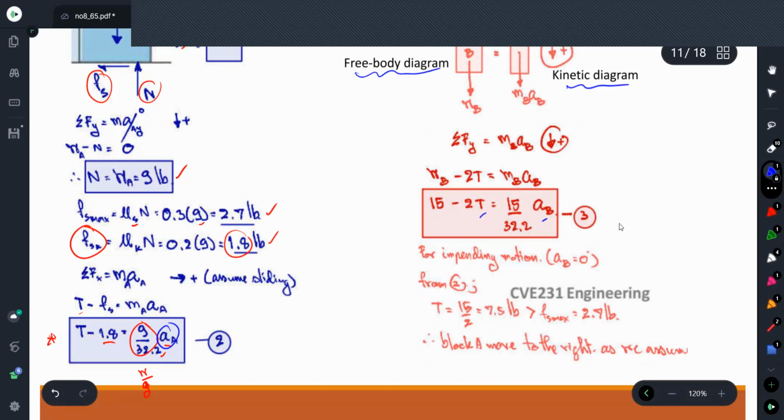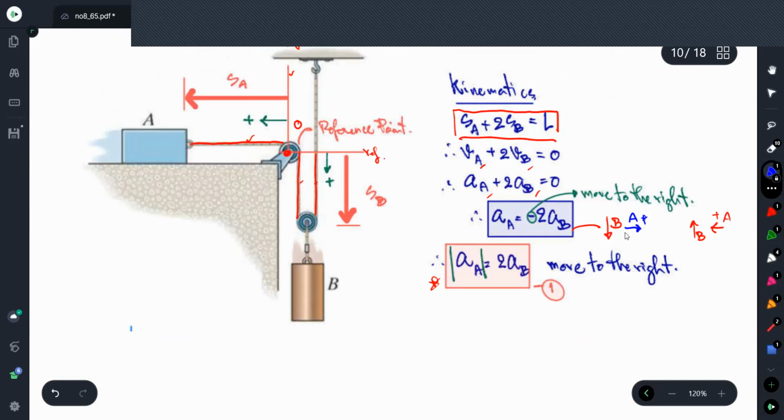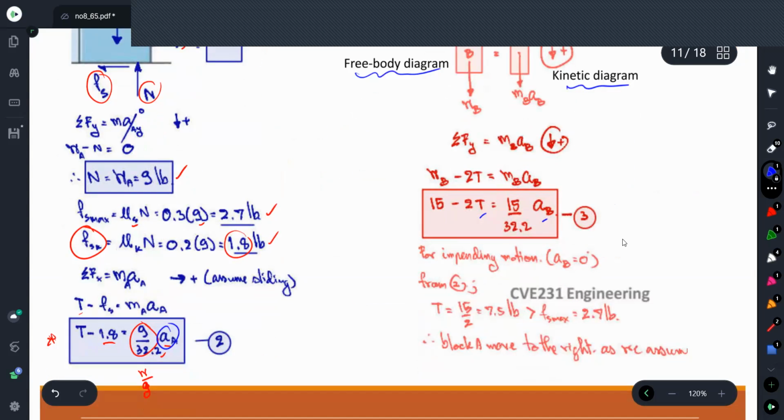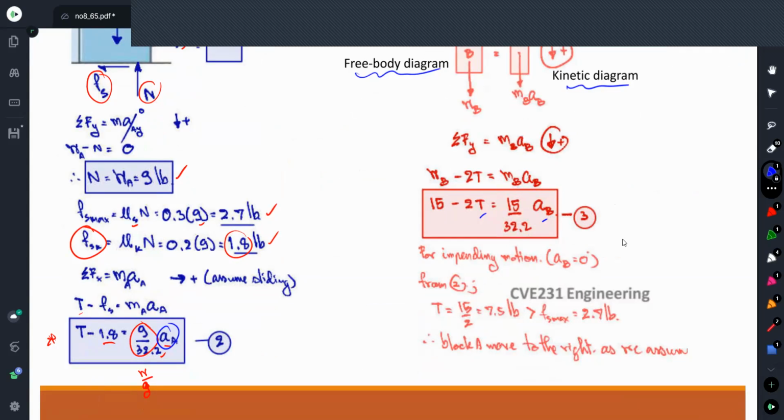Okay, sorry, for number 2 it is AA, right? But we know from kinematics that we already solved it. It is equation 1, that AA equals 2AB, right? That is moved to the right. So we use equation 1, equation 2, and equation 3 to solve these three equations with three unknowns.